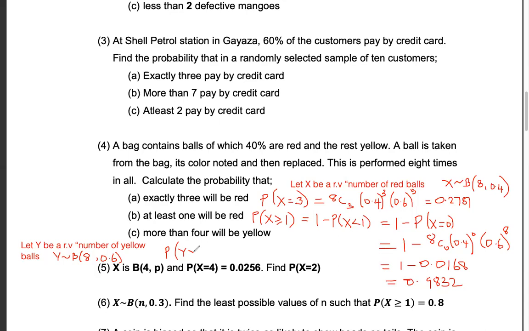Adija? Yes. The probability of Y greater than 4 is equal to the probability of Y equals 5, plus the probability of Y equals 6, plus the probability of Y equals 7, plus the probability of Y equals 8. Okay.